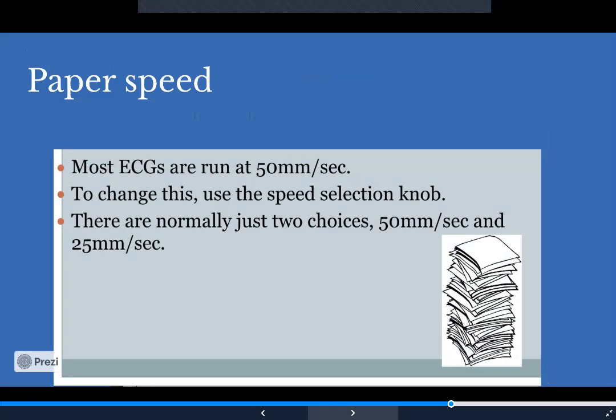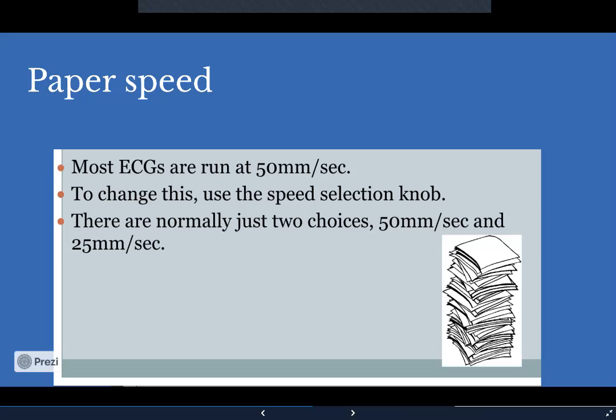So our paper speed, and this is kind of interesting too. Most of the paper speeds that we run in veterinary medicine are 50 millimeters per second. If you watch any videos in human medicine, it's going to be a little bit different. Their paper speed typically runs at about 25 millimeters per second. We can run ours at 25 millimeters per second too, so it just kind of depends, but we run ours at 50 millimeters per second. A big reason for that is because the heart rates that we look at are faster.